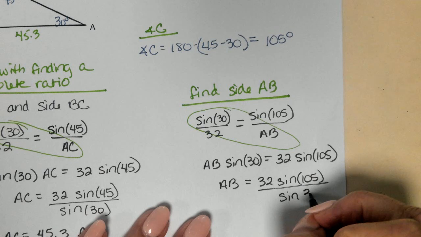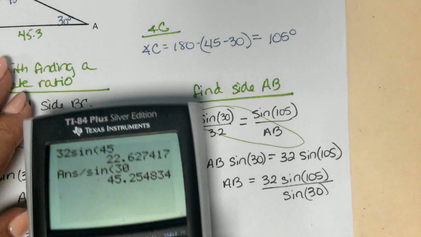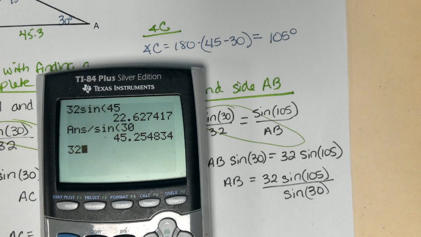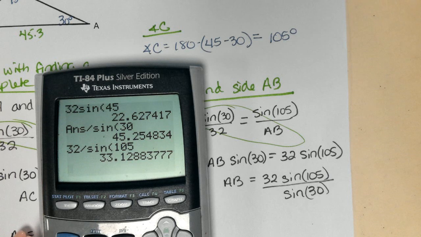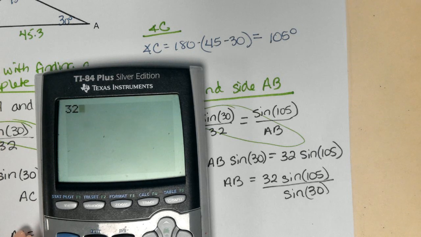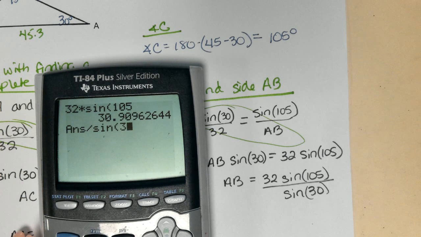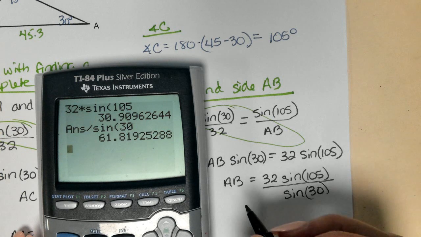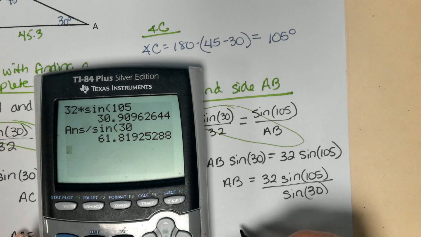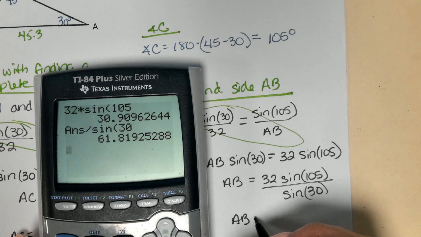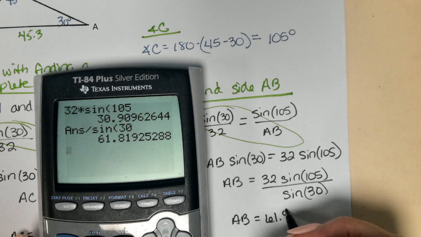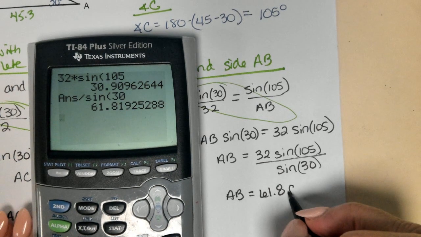All right, plug all of that into your calculator. 32 divided by the sine of 105. And then divide. Oh, did I say divide? No, that's not what we want. 32 times the sine of 105. Then divide by the sine of 30. All right, and we should get a side length of 61.8. AB is equal to 61.8, and this is feet.